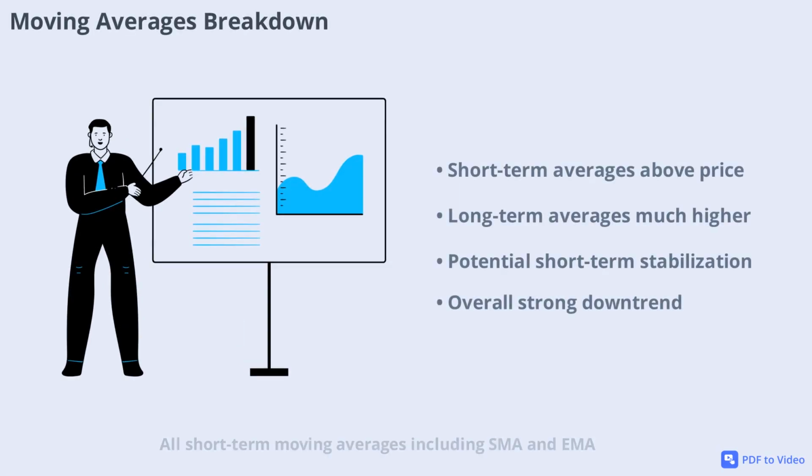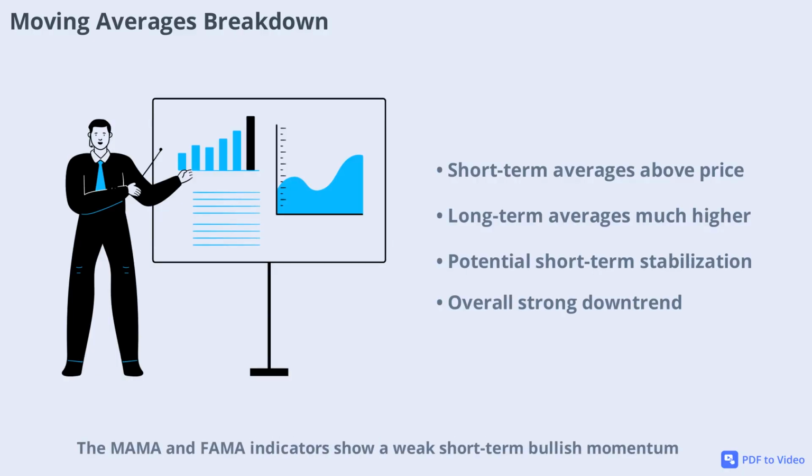All short-term moving averages, including SMA and EMA, are currently above NVVE's price, confirming a strong downtrend. Short-term averages are close to the current price, suggesting possible stabilization. However, medium and long-term averages are much higher, highlighting the severity of the decline. For example, the 200-day SMA is at $1.09, while the 200-day EMA is at $3.92, both far above the current price. The MAMA and FAMA indicators show a weak short-term bullish momentum, but the broader trend remains bearish.